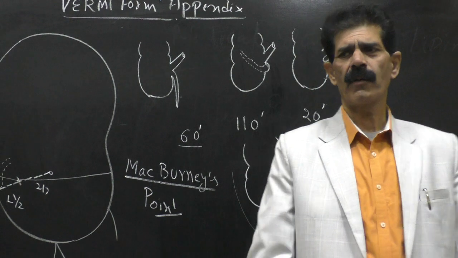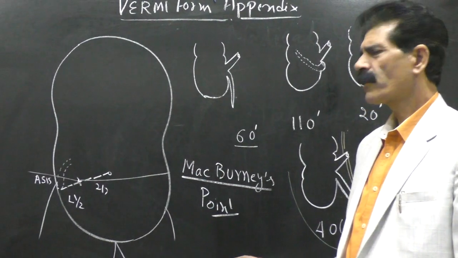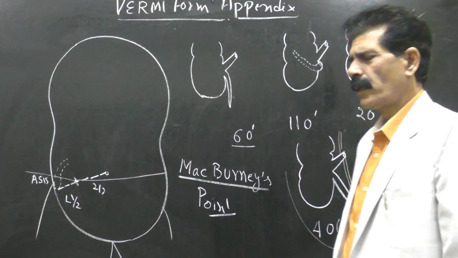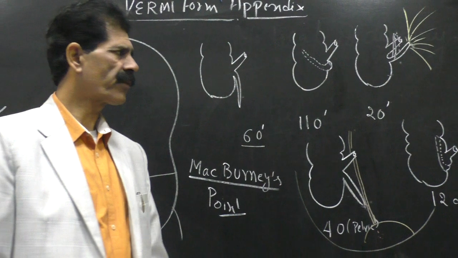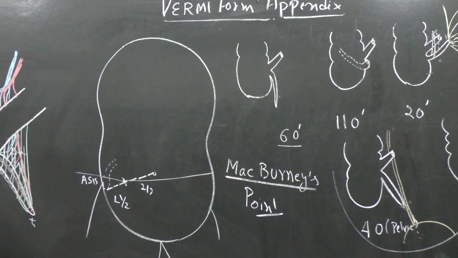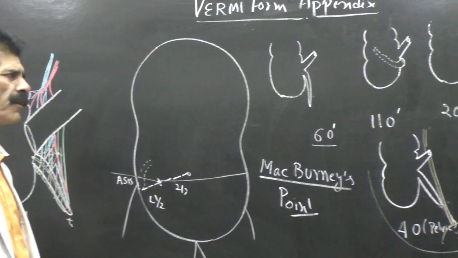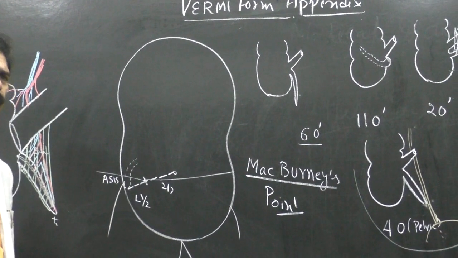So this is all about the morphology of the appendix. Now comes the applied anatomy. Applied anatomy of the appendix is appendicitis. Appendicitis is a very dire emergency in abdominal surgery, and it can occur at any time.